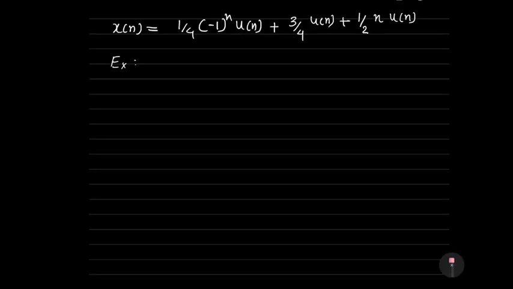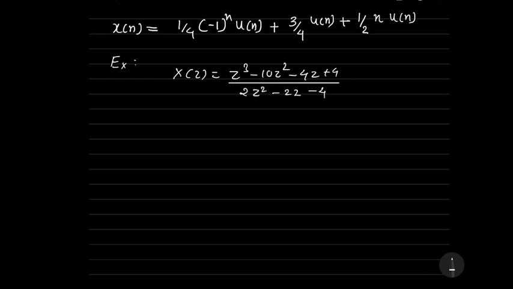Now let's take another example. Find the inverse z transform of X(z) given as (z³ − 10z² − 4z + 4)/(2z² − 2z − 4) with ROC given here as |z| less than 1, that is a causal signal. Here we note that the highest degree of z in the numerator is 3 and in the denominator is 2. So we can conclude that m is greater than n.